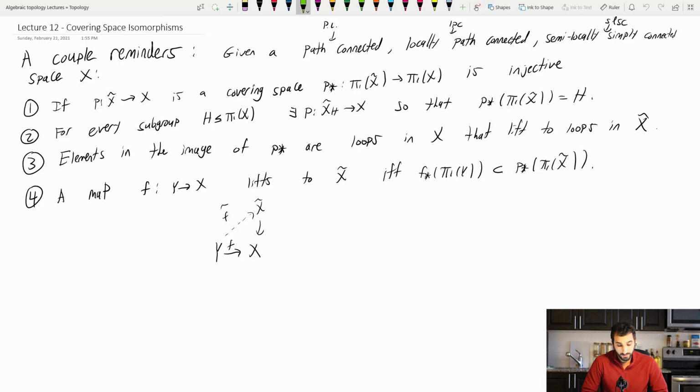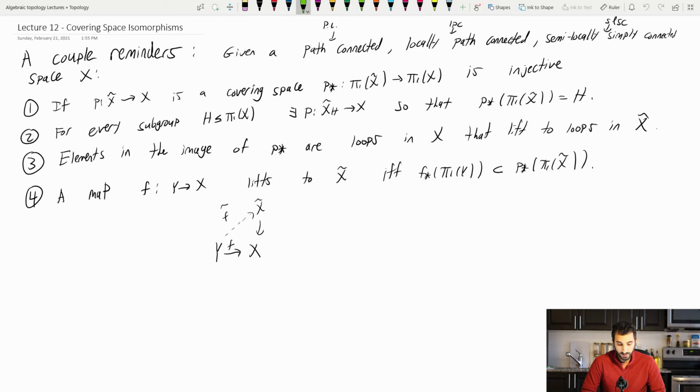Before we start, let me give you a couple reminders of where we left off. Given a path-connected, locally path-connected, semi-locally simply connected space X, aka any reasonable space, if P from X twiddle to X is a covering space, then the induced map on the level of fundamental groups is injective. Moreover, for any subgroup, like I mentioned, there is a covering space so that the induced map on fundamental groups hits exactly that subgroup.